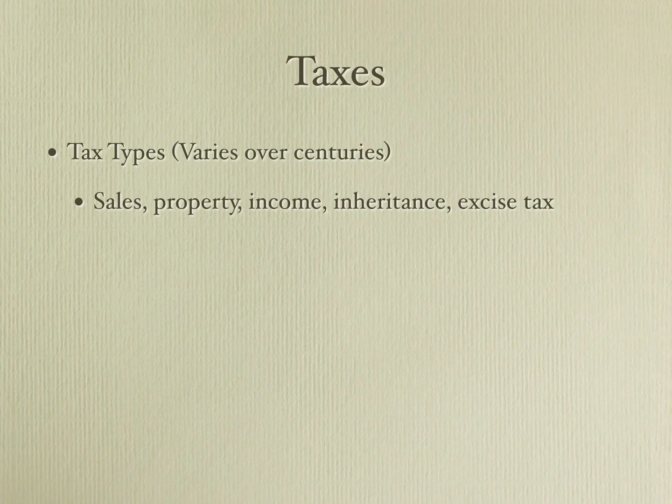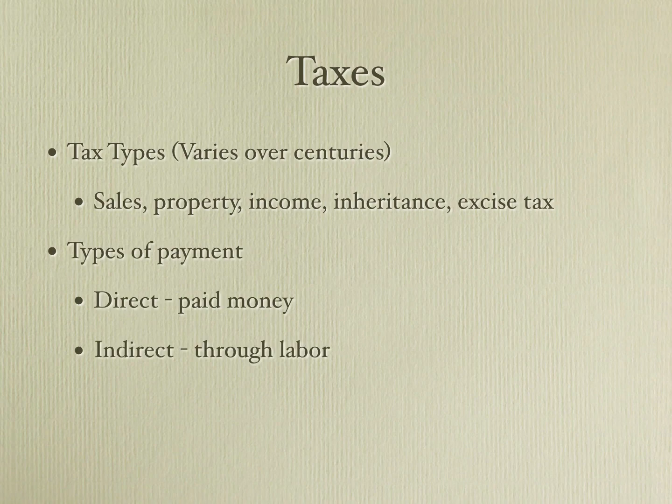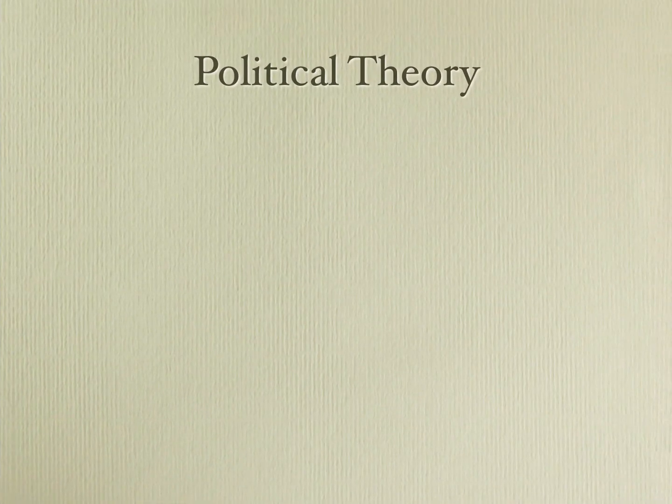There are different kinds of tax like sales, property, income, inheritance, and excise taxes. All different kinds of things. You can pay your taxes by money or sometimes even through indirect labor. So you work and you get your money and they take out taxes. By virtue of you working, you have to pay a payroll tax or an income tax, right? So it's either direct or indirect.